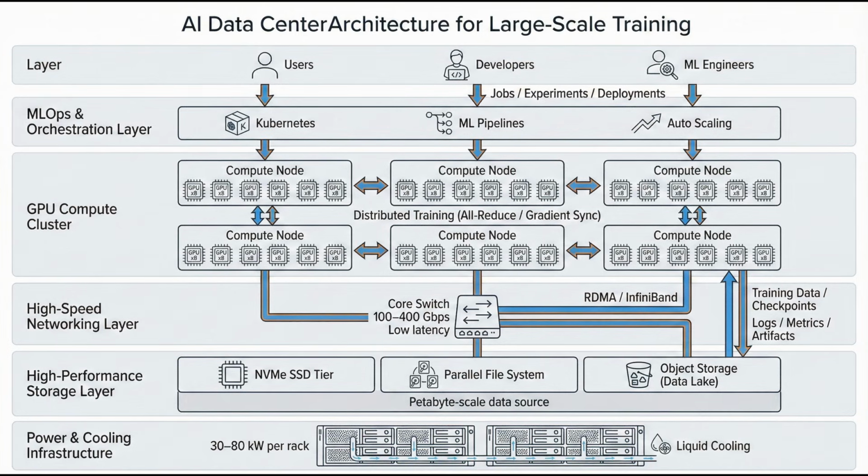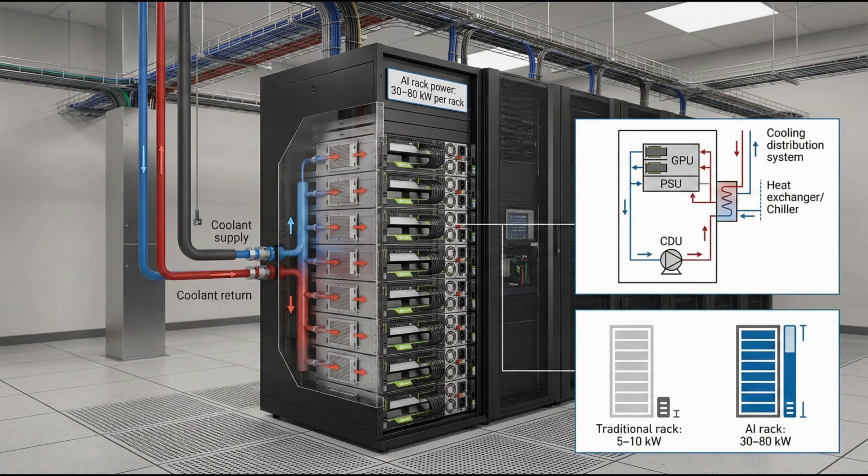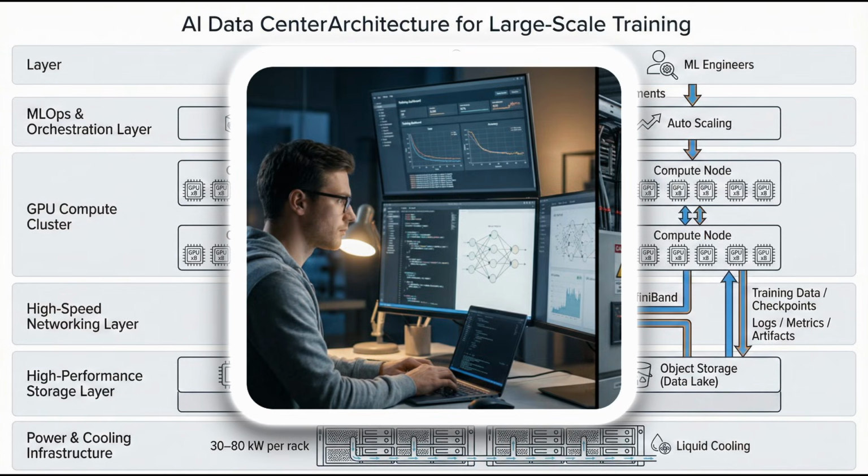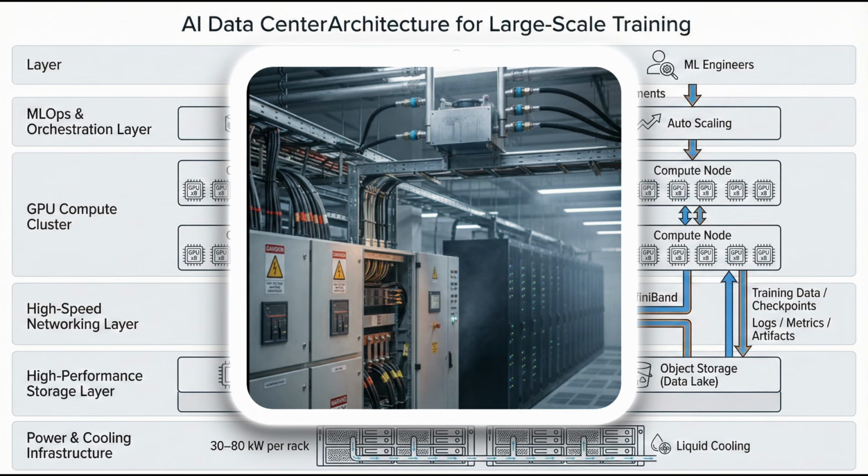Now here is something people forget: power and cooling. In AI training, each AI rack consumes 30 to 80 kilowatts, and that's huge power. And GPUs generate massive heat, so data centers use liquid cooling and advanced airflow systems. Air cooling alone will not work here. Without proper cooling, GPUs throttle performance or may fail. So AI infrastructure is not just software. It's basically electrical engineering plus mechanical engineering.